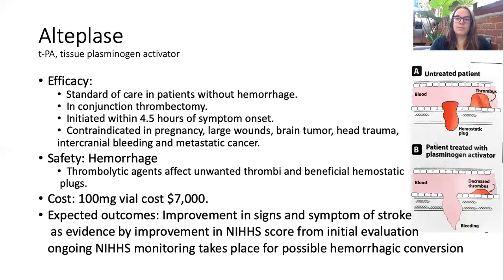The expected outcome with alteplase treatment is improvement in signs and symptoms of stroke, as evidenced by improvement in the NIH score from initial evaluation. Ongoing NIH monitoring takes place in the ICU for possible hemorrhagic conversion.